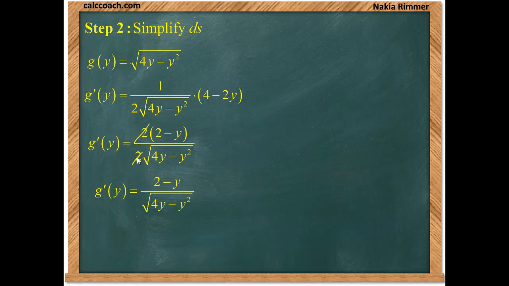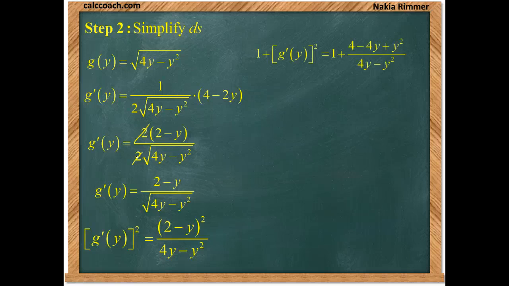Now we're ready to square. When we square both the numerator and the denominator, squaring the denominator, we lose the root, and then we'll have to square the numerator. Next step in the process is to add 1. So when you FOIL out the numerator, you get 4 minus 4y plus y squared. And now we have to add 1 to that.